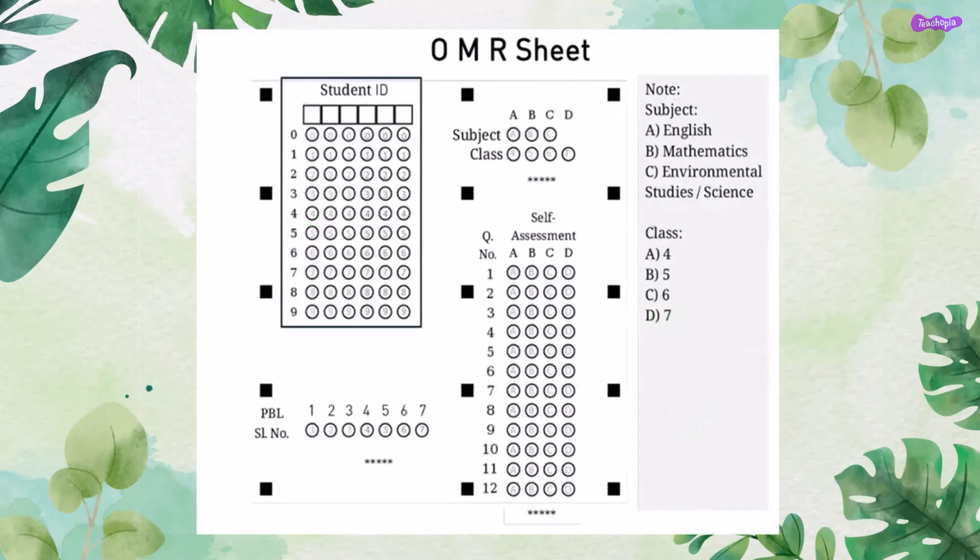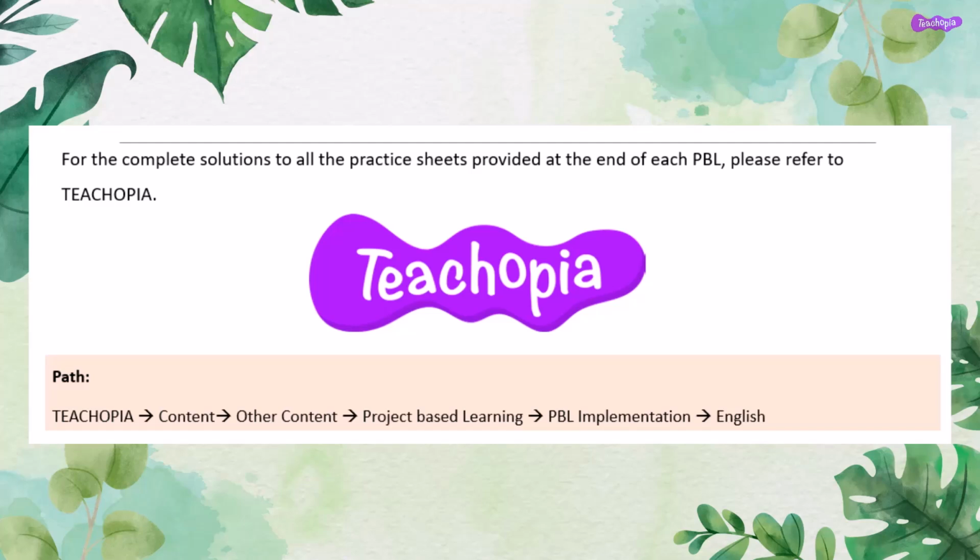This is the sample of the OMR sheet that the child can use to fill out as they are writing out the answers in the practice questions. This would bring them good practice for their competitive exams. For all the complete solutions to all the practice sheets provided at the end of each PBL, please refer to Teachopia, and the path is given below.